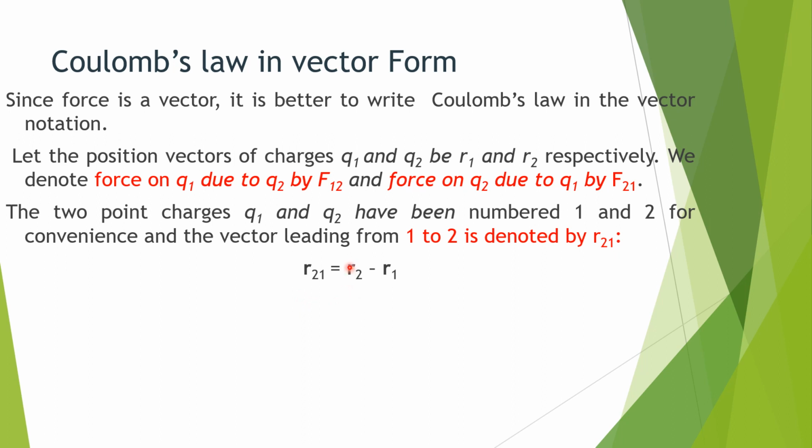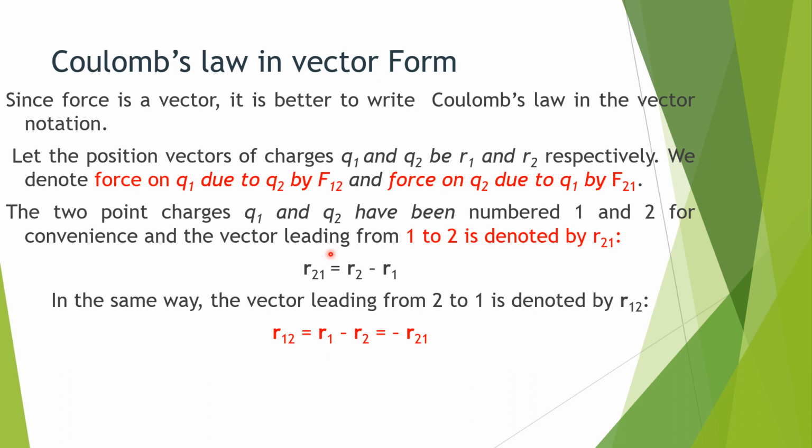If we have two vectors, how to find the resultant of two vectors, vector addition and vector subtraction, we have studied. Based on that we are getting this relation. Same way, the vector leading from 2 to 1 is denoted by r12, you just note this. 1 to 2 is denoted by r21 because for 1 to 2 the relation is r2 minus r1, and 2 to 1 is denoted by r12.